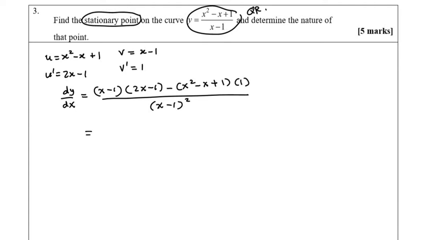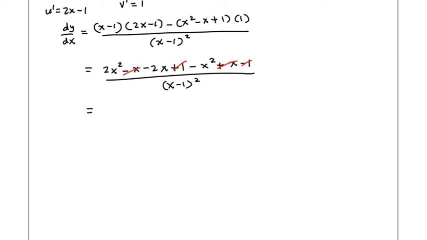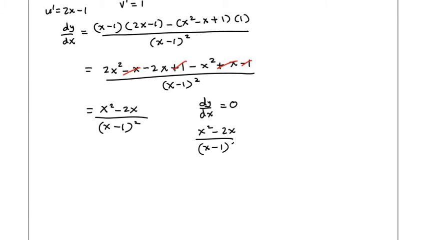And then we can simplify first. So expanding, we have 2x squared minus x minus 2x plus 1 minus (x squared plus x minus 1) over (x minus 1) squared. Okay, so simplified, it becomes x squared minus 2x over (x minus 1) squared. And then we set dy/dx equal to 0. So we have x squared minus 2x over (x minus 1) squared equals 0.